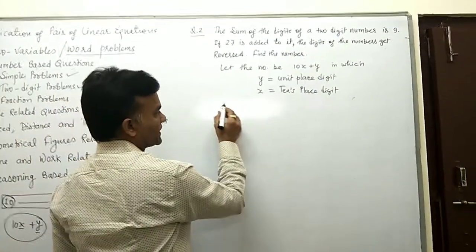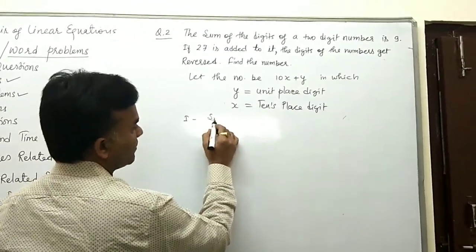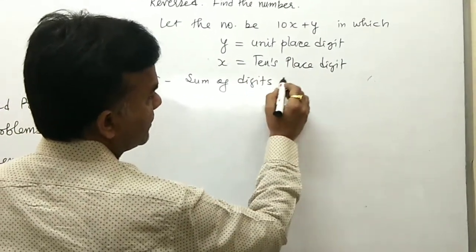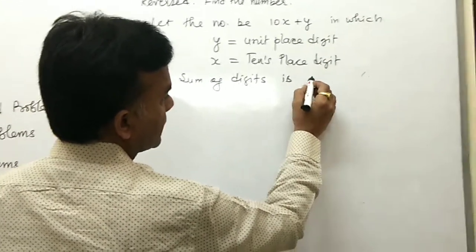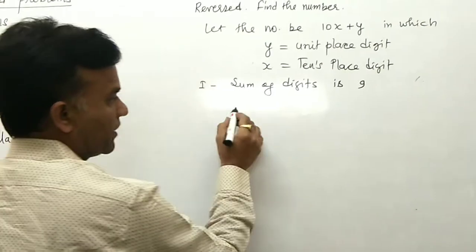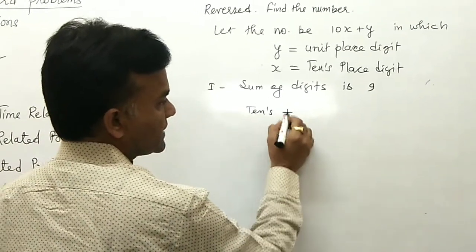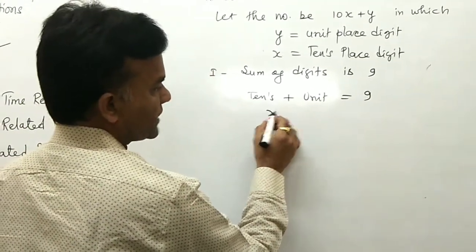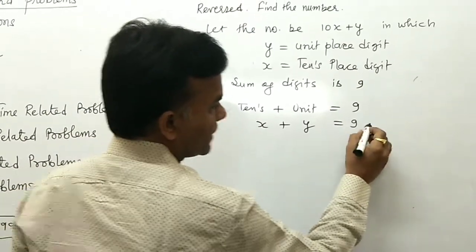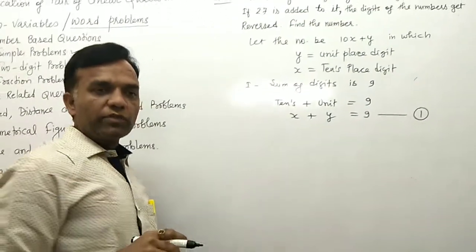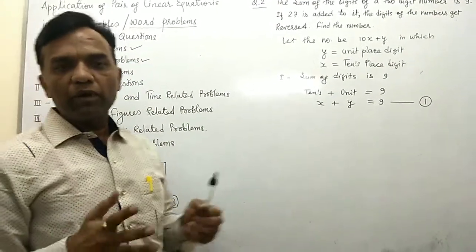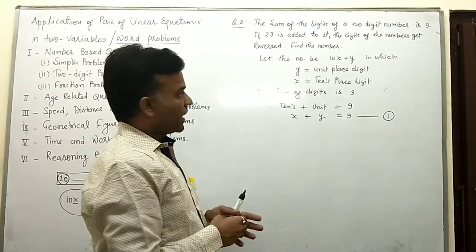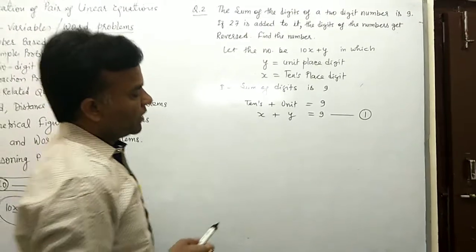So now again you read the first condition. What is the first condition given? Sum of digits is 9. Okay, so you have the unit place and tens place digits, and their sum is 9, so you have x plus y equal to 9. So you form the first equation. First you break the problem into parts, because in every problem you first bifurcate how many statements are given and how you implement each statement in forming the equations. Okay, so first you got it.